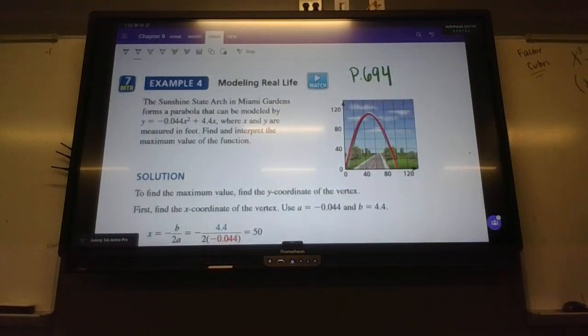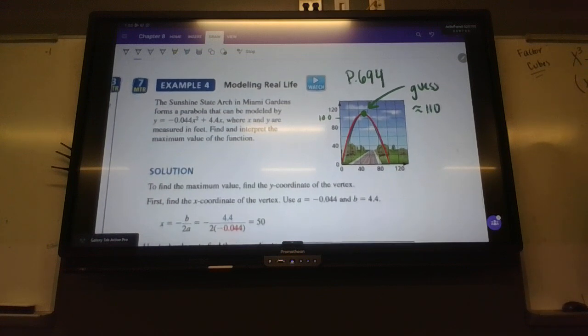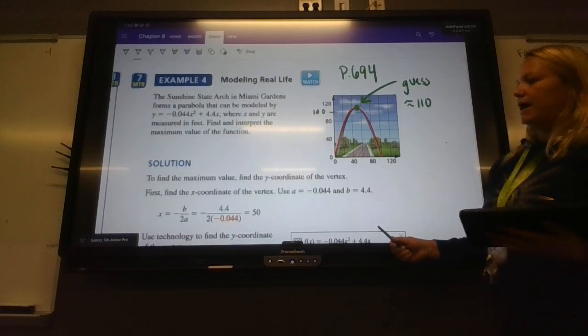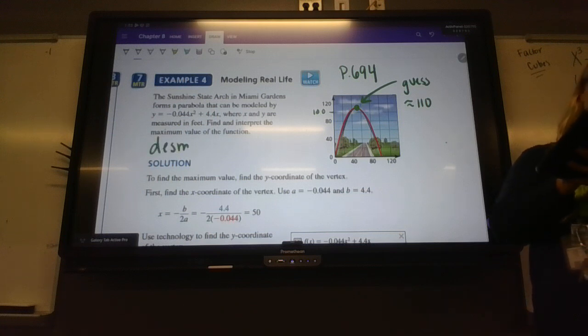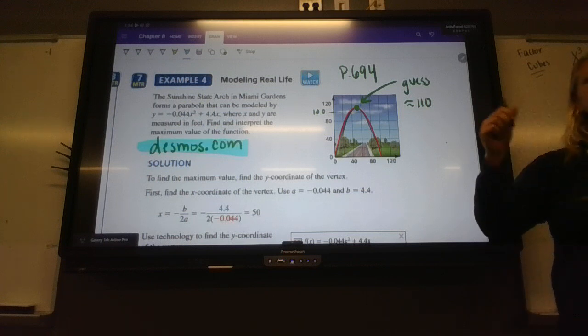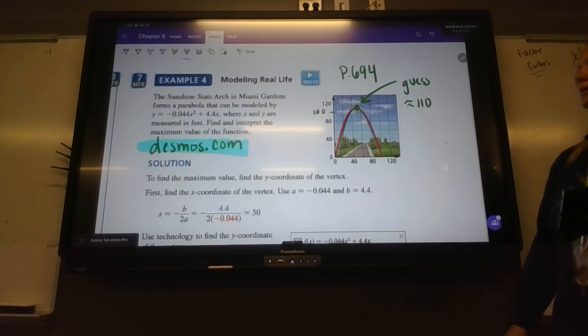What's the maximum? It's right about here. So if I had to guess, I would say its maximum height, well, this is going by 20, so this is 100. So my guess is it's about 110. That's the height of this arch, okay? Now, here's the math for that. When we do a problem, this is just an example, I'm going to actually just let you guys go to Desmos.com and use Desmos to tell me what the maximum or the minimum is.